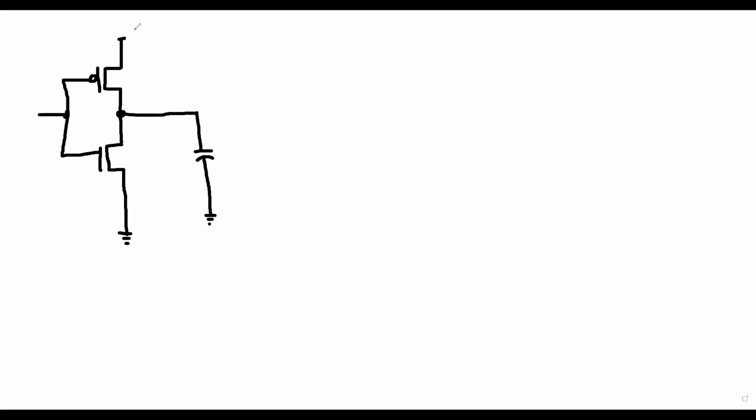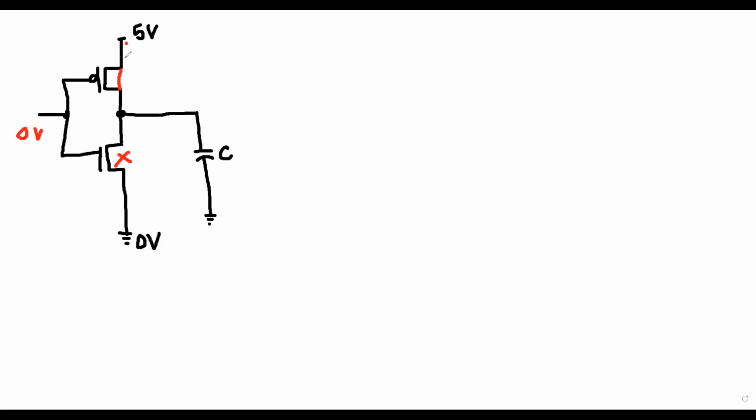Now here, look at this. Here you have 5 volt. Here you have 0, right? Here you have a capacitor that is C. Okay. Now when you give, let's say, 0 volt here, what happens? This is open. This is closed, right? Right, everyone? Yes, sir.